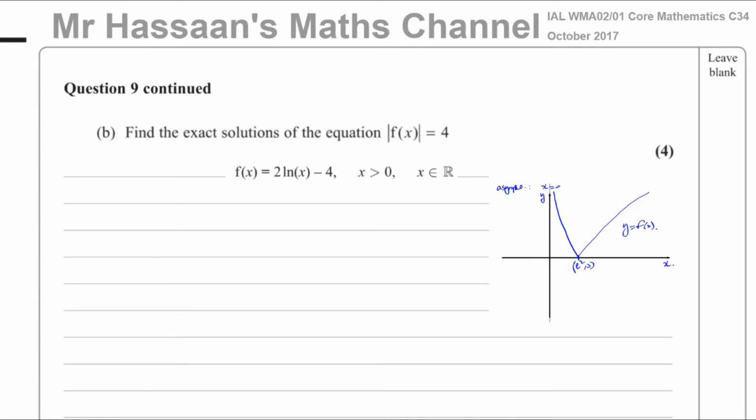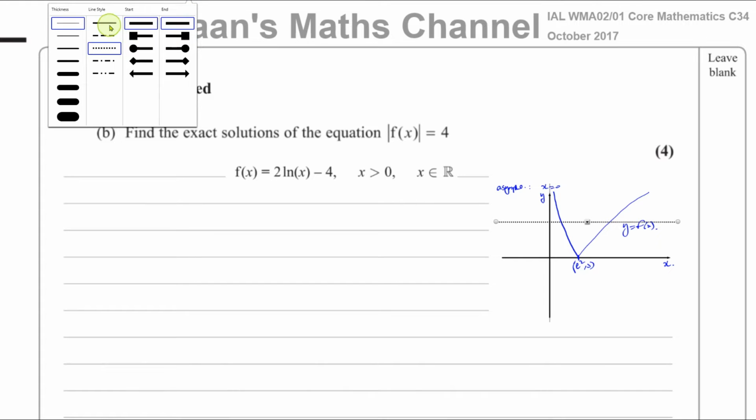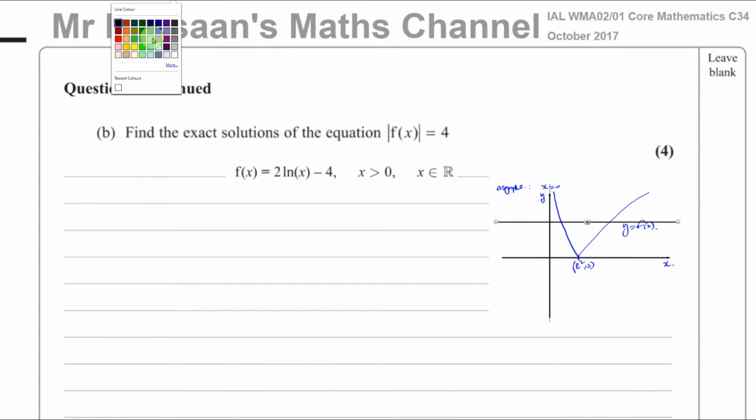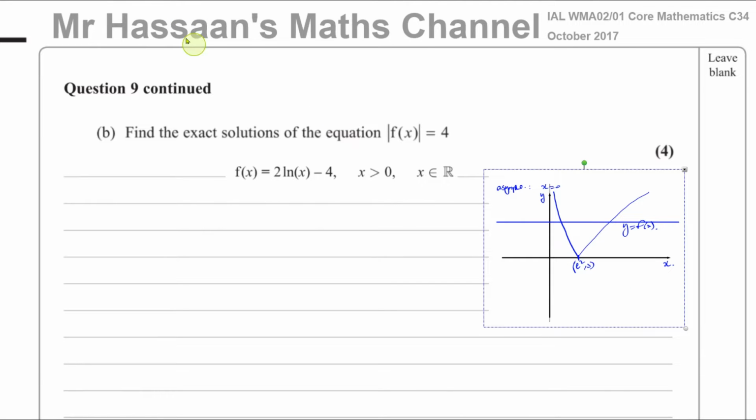So we want to solve the equation where the modulus of f of x is equal to 4. Now 4 is going to be somewhere over here. That's the line y equals 4. Let's just make that solid and do a color. So that's the line y equals 4. We can see that this equation is going to have two solutions.